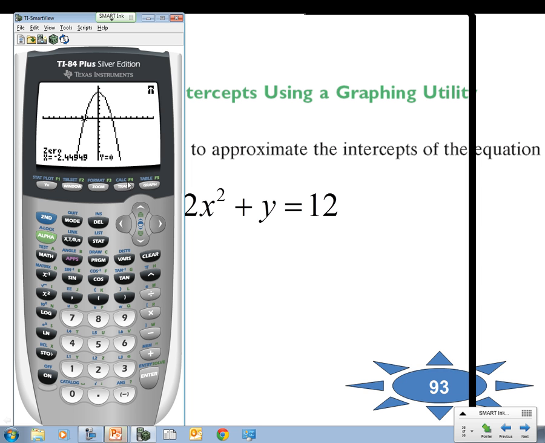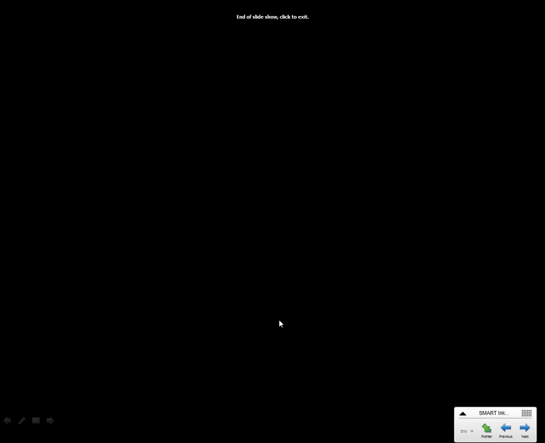We can do the same thing on the other side. So we'll start over. Let's calculate our 0. We need a left bound, a right bound, and a guess. And positive 2.449. So those are our intercepts. Use that knowledge. Use your calculators. Try problem 93. All right, that's it. Any questions, we'll be sure to go over them in class, and good luck on all those problems.